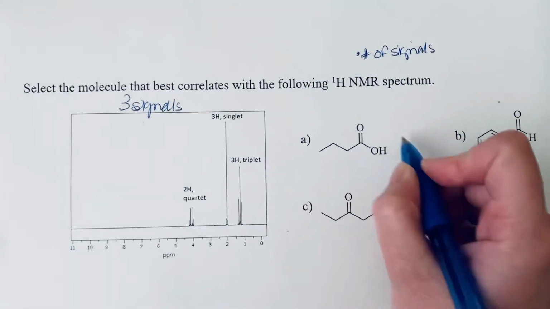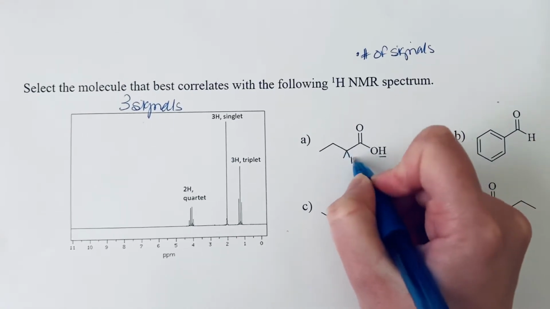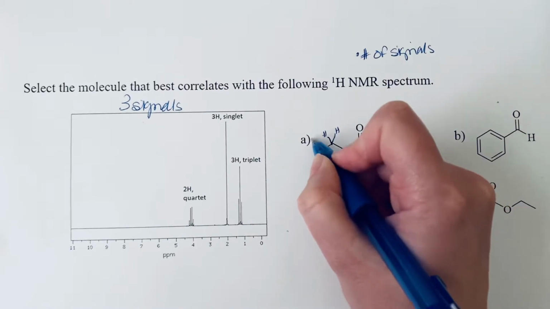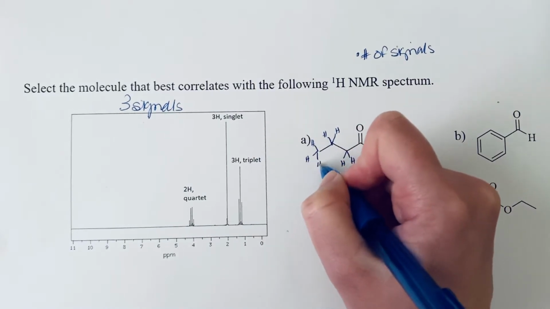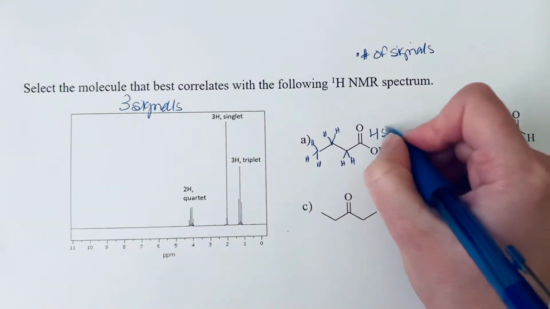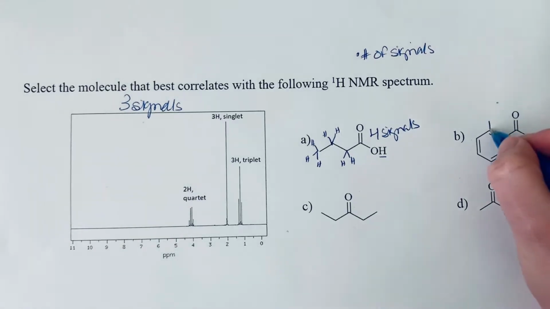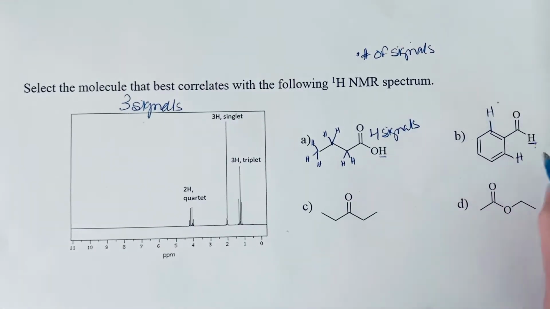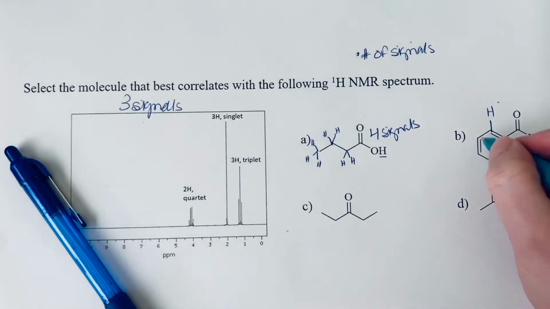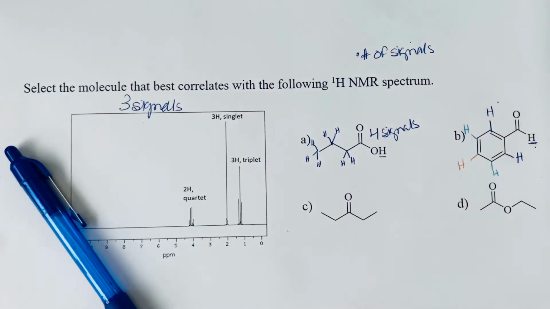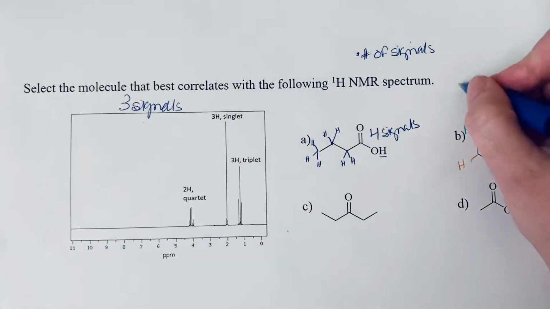So let's take a look at A. So we have 1, that's another set of hydrogens, 2, 3, and 4. So we would expect this molecule would show 4 signals in the proton NMR. If we look at B, we would expect to see 1. These 2 would be the same. These 2 would be the same. And finally, this last proton would be distinct. So we would expect to see 4 signals.